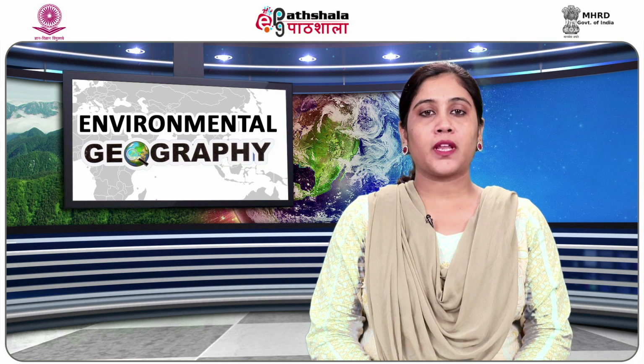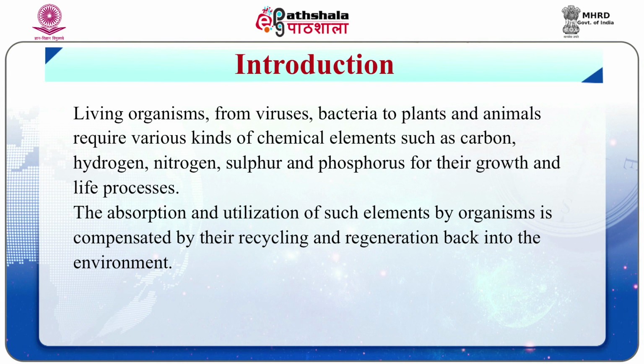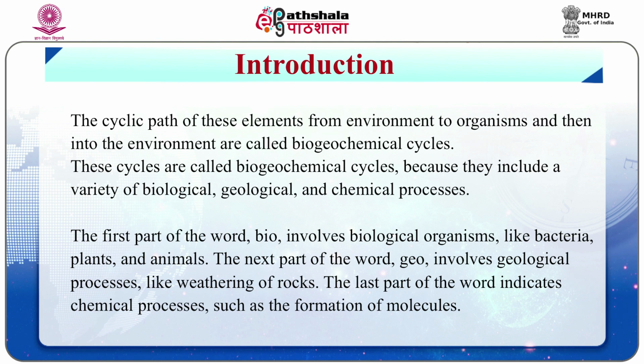Living organisms, from viruses and bacteria to plants and animals, require various kinds of chemical elements such as carbon, hydrogen, nitrogen, sulphur and phosphorus for their growth and life processes. The absorption and utilization of such elements by organisms is compensated by their recycling and regeneration back into the environment. The cyclic path of these elements from environment to organism and then back into the environment is called a biogeochemical cycle.